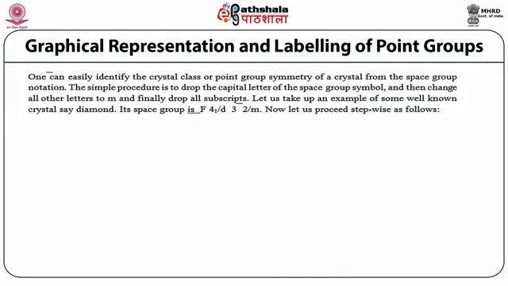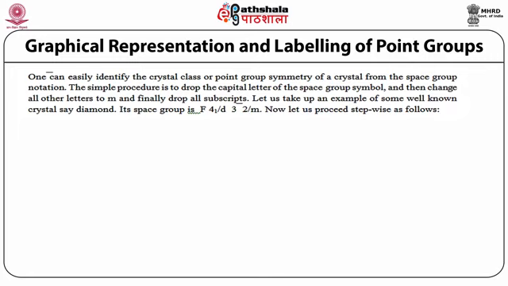One can easily identify the crystal class or point group symmetry of a crystal from the space group notation. The simple procedure is to drop the capital letter of the space group symbol, then change all other letters to small m, and finally drop all subscripts. Let us take up an example of some well-known crystal, say diamond. Its space group is capital F 4 subscript 1 by d, 3 bar, 2 by m.